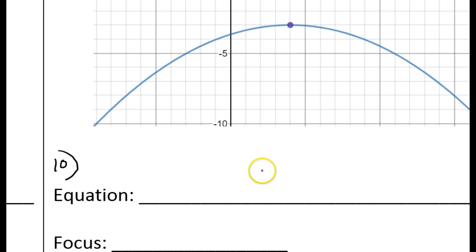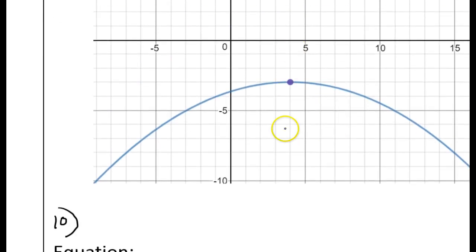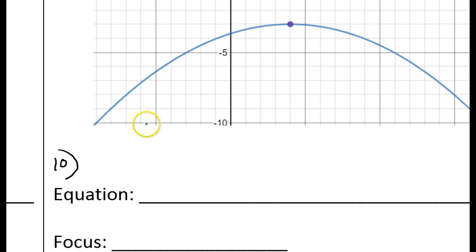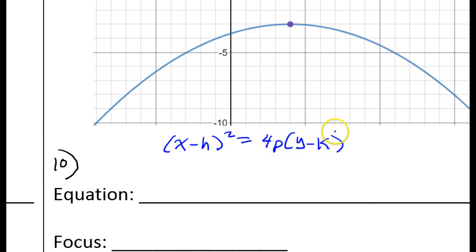For number 10, we need to write the standard form equation of this parabola. Now notice this is a vertical parabola because it's opening down. And when the parabola is vertical, we know that we are dealing with the version of the equation that has the x squared. So x minus h squared is equal to 4p times y minus k, not squared. This is the model that we use for vertical parabolas. If we have a parabola that is sideways, meaning that it's opening to the left or to the right, then these are reversed and we'll have the y minus k squared instead. So we've got the model.